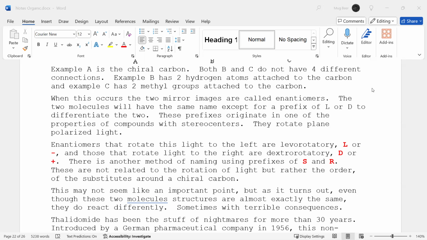So the reason we're talking about that is because a weird thing happens with these molecules that are chiral. If I take a pure chiral substance and I send plane polarized light through it, the light, as it's passing through the solution, will turn.